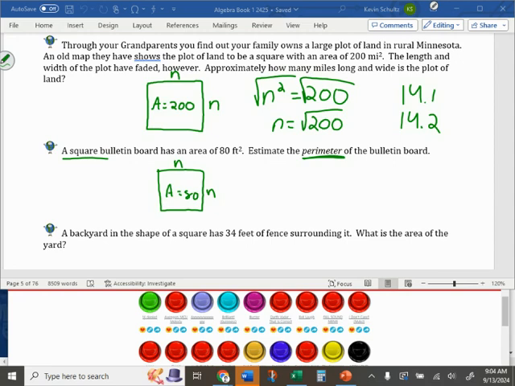A backyard in the shape of a square has 34 feet of fence surrounding it. What is the area of the yard? So again, square, important. I give you the perimeter, 34 feet of fence surrounding it. That would be perimeter, not area. And I ask you to find the area of the yard.